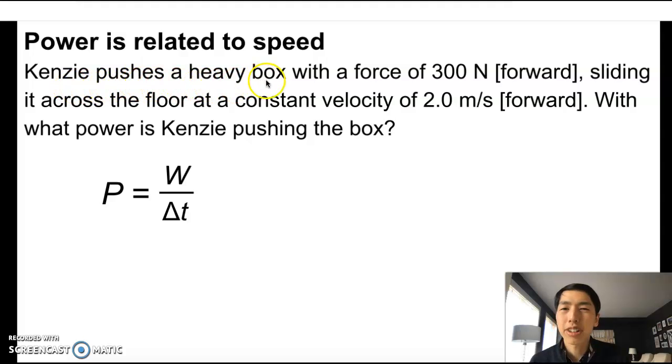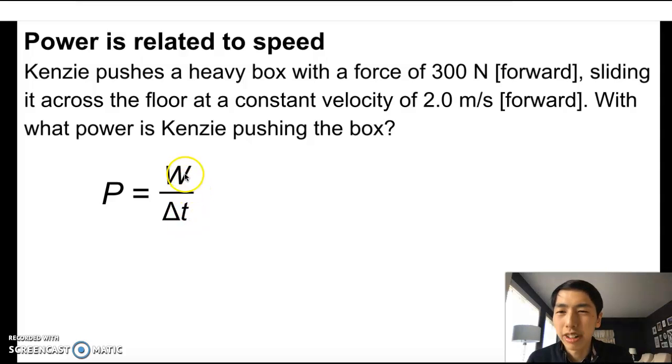Kenzie pushes a heavy box with a force of 300 newtons forward, sliding it across the floor at a constant velocity of 2 meters per second forward. With what power is Kenzie pushing the box? Okay, so out of the 2 formulas to choose from for power, work divided by time or energy divided by time, I've chosen to use the work divided by time one because this sounds like Kenzie's doing work on the box. She's applying a force, 300 newtons, on the box, and it's making the box move. So I'll do power equals work over time.